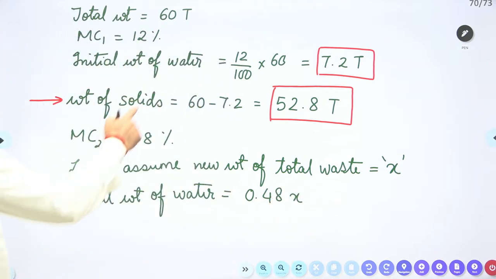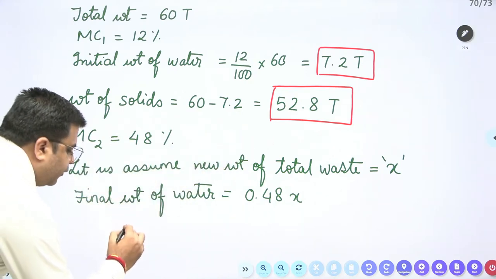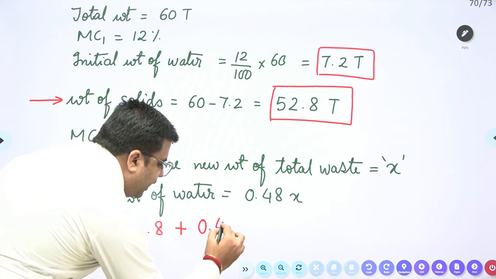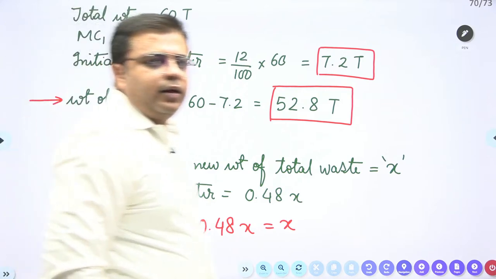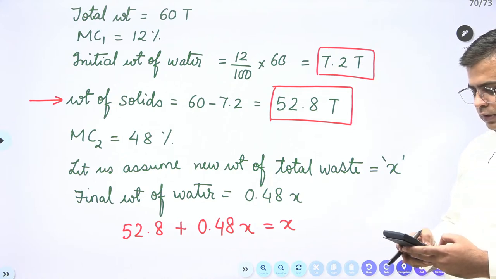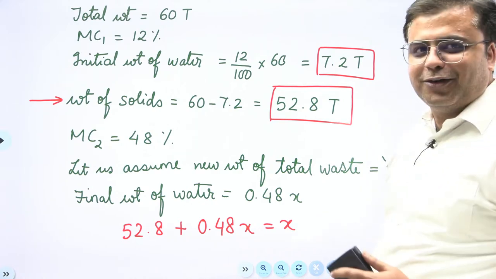Now we know that weight of solids plus weight of water is equal to the total weight. So the weight of solid is 52.8, plus the weight of water, that is 0.48 times x, is equal to the total weight x, right? Get me the quick value of x. So this is 52.8 divided by 1 minus 0.48. So 101.54. Thank you, Rupak sir.